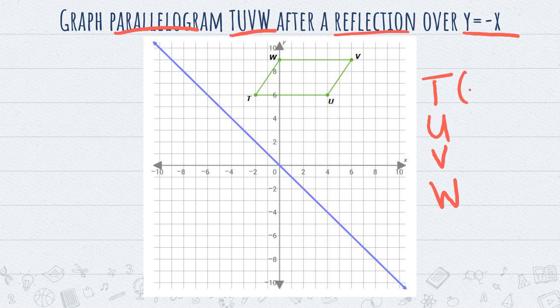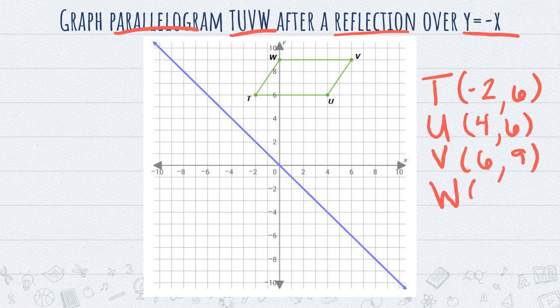So T is at the point -2, 6. U is at the point 4, 6. V is at the point 6, 9. And W is at the point 0, 9. So now I have all my points listed. So now I need to come over here and write what they will be after my reflection. So I have T prime, U prime, V prime, W prime.